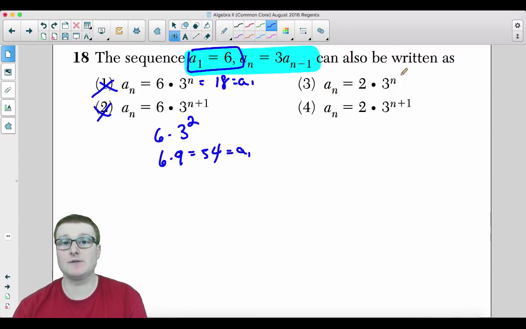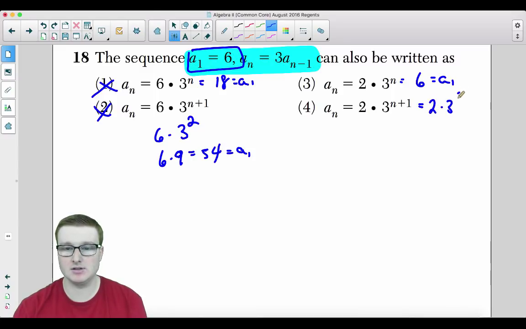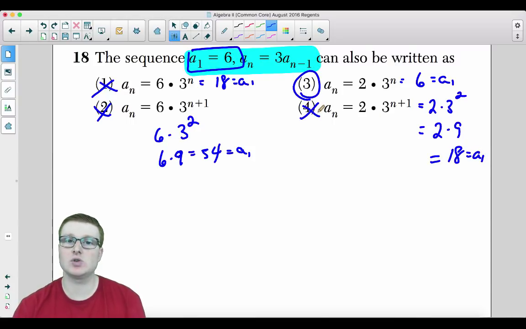2 times 3 to the first power. Okay, so we get 2 times 3, which is 6. That's a sub 1. Let's make sure it's not 6 for this one. 2 times 3 to the n plus 1. So we get 2 times 3 squared. That's 2 times 9, which equals 18. That's a sub 1. That can't work. Your answer is choice 3.